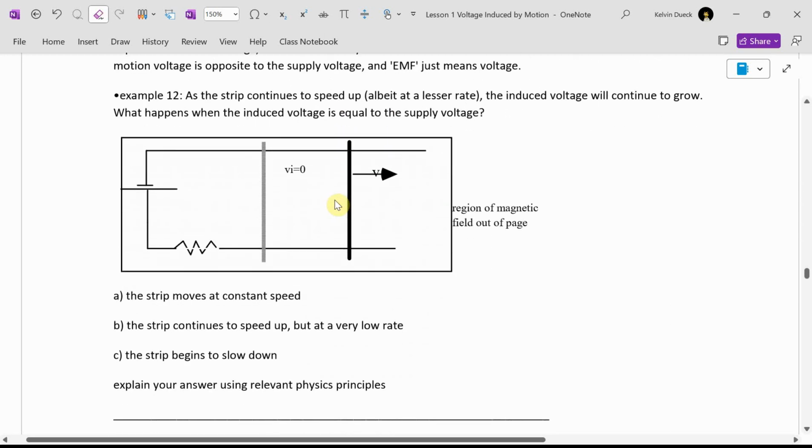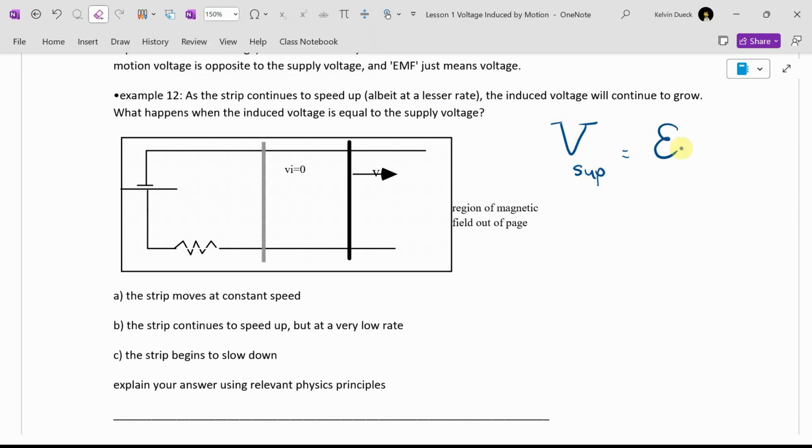Example 12. As the strip continues to speed up at a lesser rate, the induced voltage will continue to grow. Yeah, because BLv. What happens when the induced voltage is equal to the supply voltage? What happens when V supply equals the induced voltage?